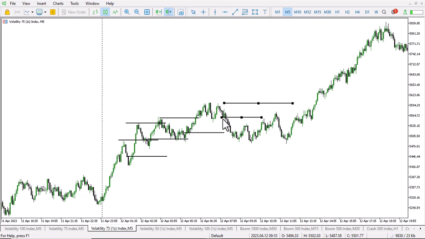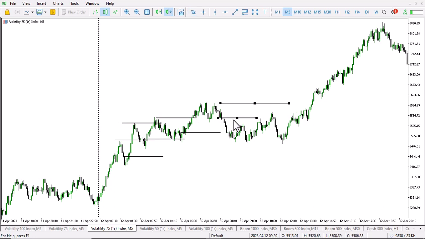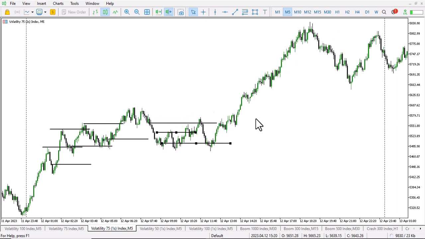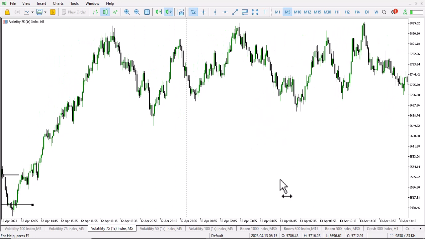Okay, let's do this. This was a break of structure, then this was the order block. So you could have taken advantage of this short retracement sell that you see on this part. Then let's say you did not do that, and this is your next break of structure and this is your next OB. You could have taken your trade there, and so forth and so forth, as price was going on this particular day.